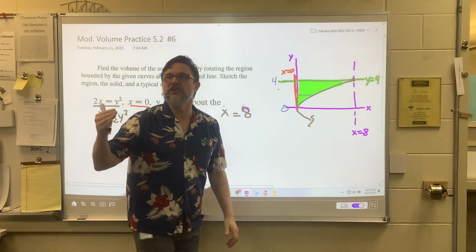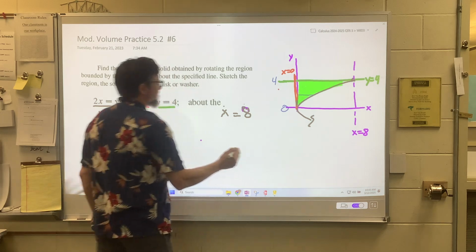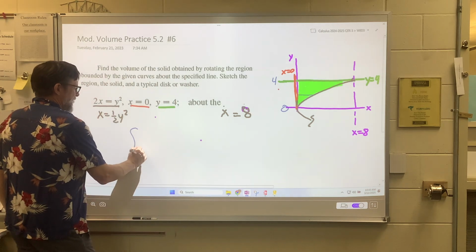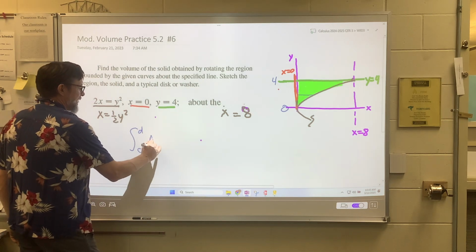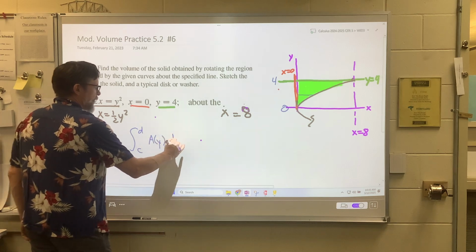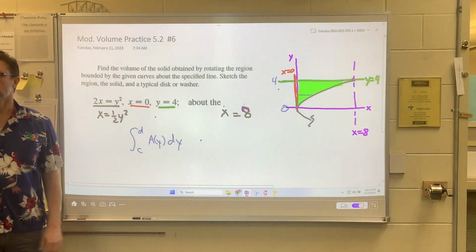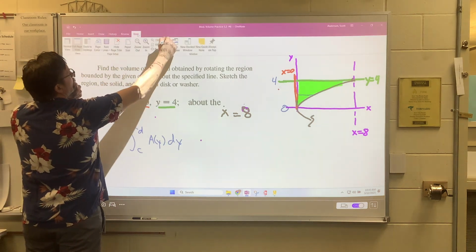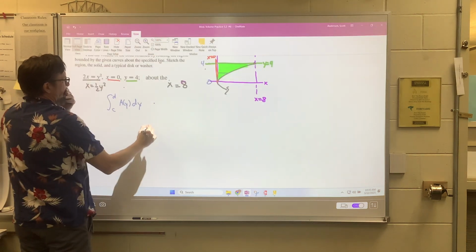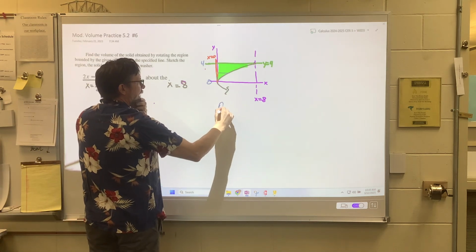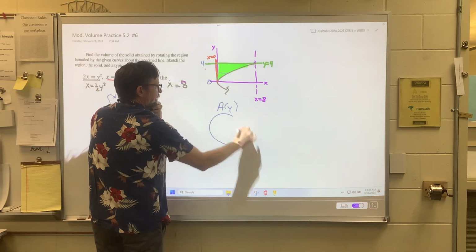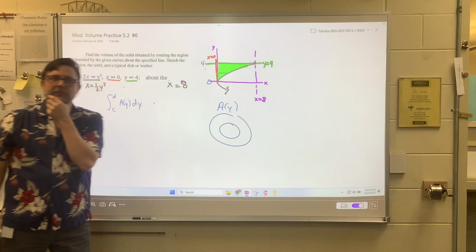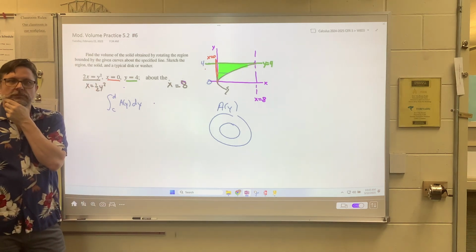And everybody, it is a washer. I don't know if I can sketch this, honestly. I'm so not great at it. So everybody, I would write this first. And then if I blow this down a little bit so I have a little more room, I would say, hey, dy is a washer, everybody. It is absolutely positively a washer, okay?